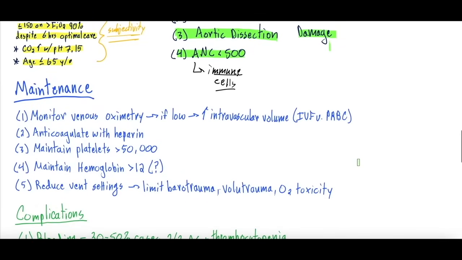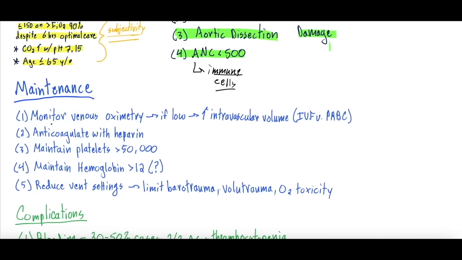Next is maintenance. How do we maintain the ECMO circuit? So you have now decided that the patient does have an indication, they didn't have contraindications, they were cannulated, meaning you placed the catheters, and they're on the ECMO circuit. What do you need to do now?